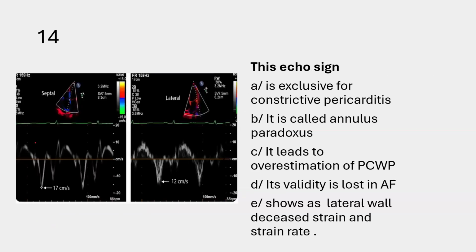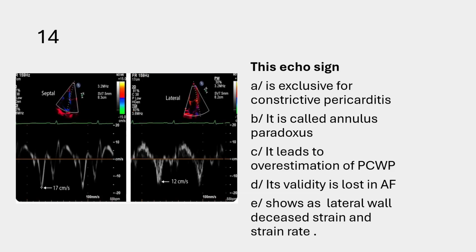But look at this sign. This is the medial E prime velocity, which is 17. And this is the lateral E prime velocity, which is 12. Before we go into the question, is that normal? To have a septal? No, of course. It's not normal. What is the normal? The normal is usually lateral E prime is more than the medial, more than the septal E prime.